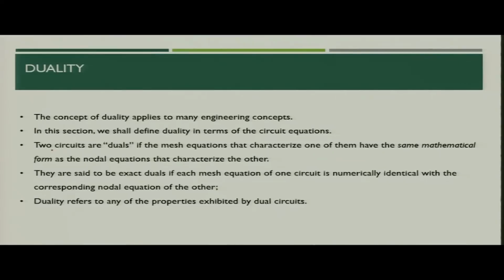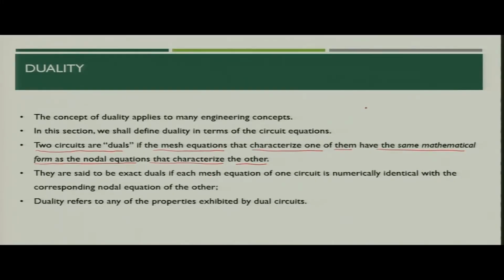When two circuits are dual, that means the mesh equation that characterizes one of them has the same mathematical form as the nodal equation that characterizes the other one. What does it mean? It means that if you write the mesh equation for one circuit and the nodal equation for another circuit, the mathematical forms of both equations would be the same.